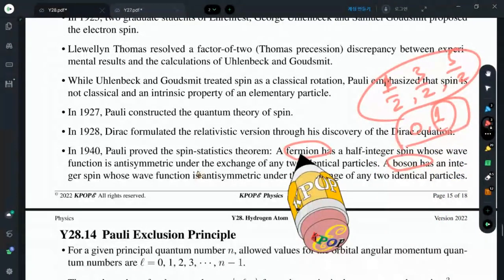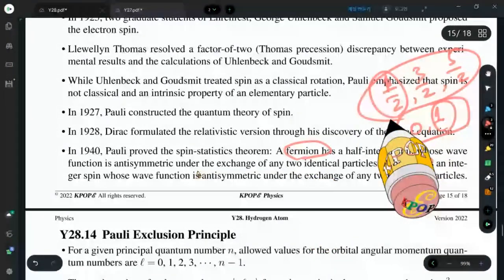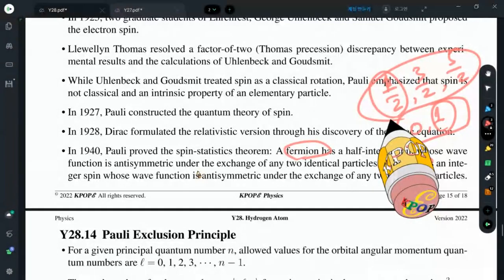And fermions have a special nature: a multiple-fermion system has a completely anti-symmetric nature. Pauli's exclusion principle is the consequence of the fact that a multiple-fermion system must have a quantum mechanical wave function which is completely anti-symmetric under the exchange of identical fermions.